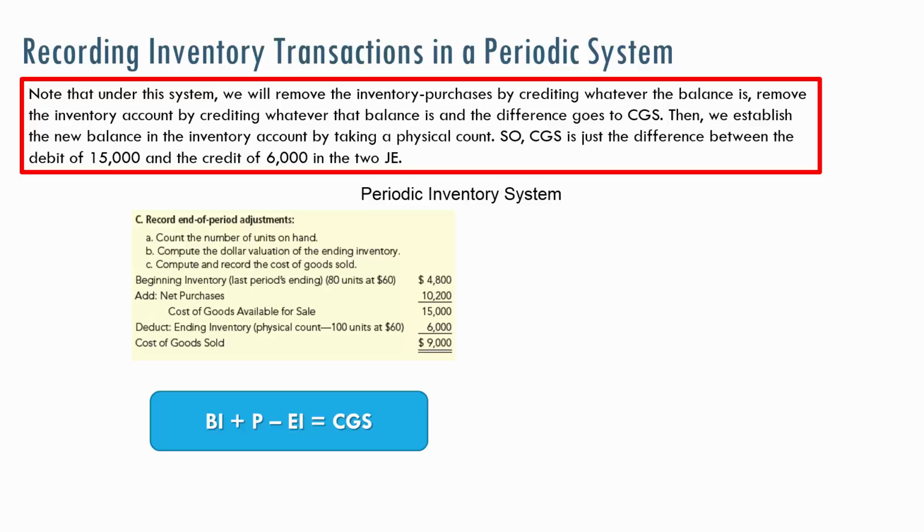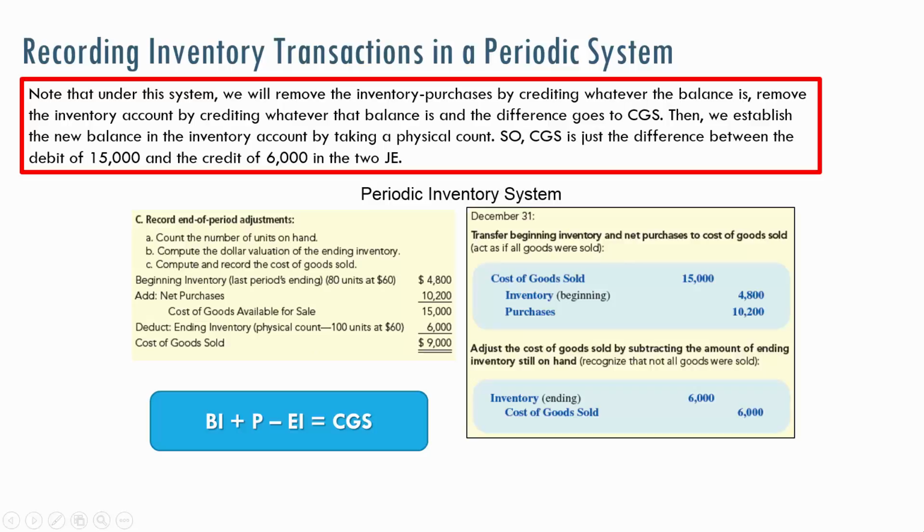Now, under the periodic system, though, this important equation still holds. That is, beginning inventory plus purchases minus ending inventory is cost of goods sold. So we can use this equation to calculate cost of goods sold. We aren't debiting a cost of goods sold account as we make the sales, but we can take a physical count of our ending inventory, determine what that is, and subtract it in the equation to get cost of goods sold. So that's what you have to do under the periodic system.